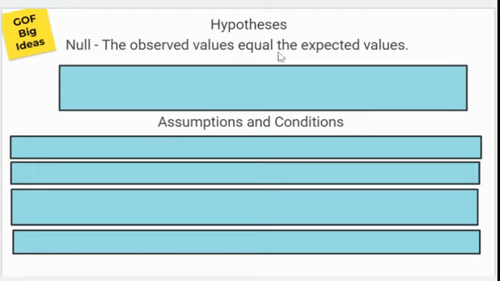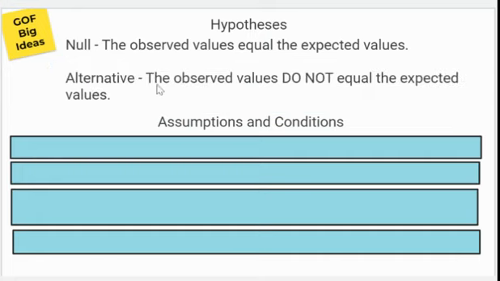Now, we would want to put a little bit of context in here when we write this for our actual FRQ questions, but the observed values equal the expected values. That's our null hypothesis. The alternative is just the opposite of that. The observed values do not equal the expected values. And that's all it comes down to. You don't have to get overly complicated with your null and alternative hypotheses when we're talking about a goodness of fit test.